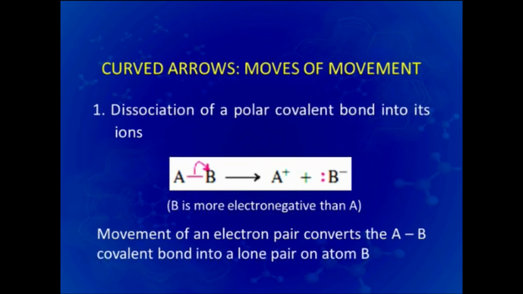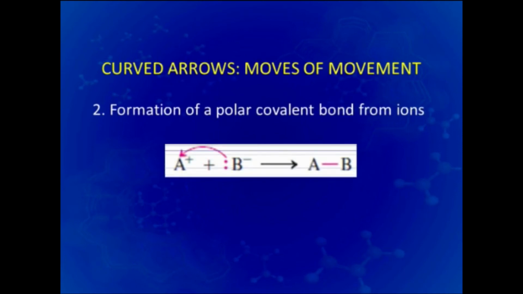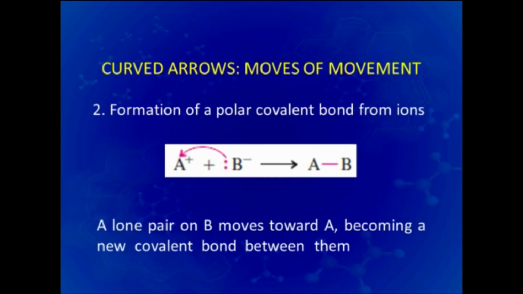So, movement of an electron pair converts the A-B covalent bond into a lone pair on atom B. Then we have another type of depiction, the formation of a polar covalent bond from ions. If you have two charged species reacting with each other, A plus and B minus, the lone pair from B moves towards the species A and leads to the formation of a bond between A and B. So, a lone pair on B moves towards A, becoming a new covalent bond between them.